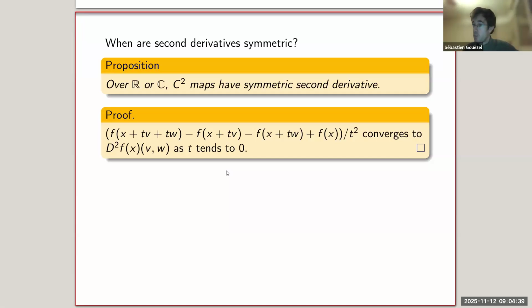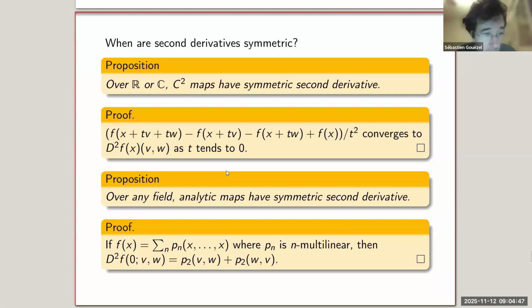So what I said on the previous slide will apply to, say, C2 manifolds over reals or complexes. Another example is over any field, well, not really any field. Analytic maps have a symmetric second derivative, again. And why is that so? It's because an analytic map is locally given by some converging power series. And you can compute explicitly the second derivative. And the second derivative is a symmetrized version of the second order term in the power series.